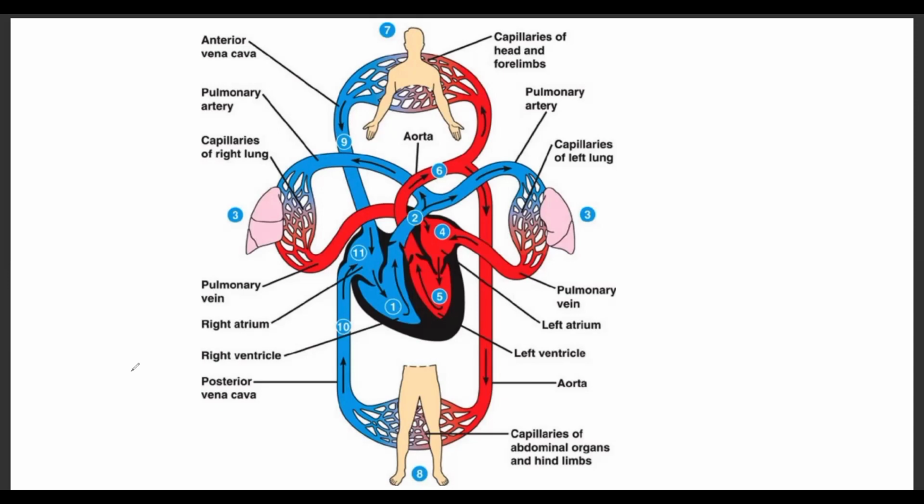The superior vena cava and inferior vena cava return oxygen-poor blood into the right atrium and pass it into the right ventricle. Okay, that is the basic plan of the human blood circulatory system.